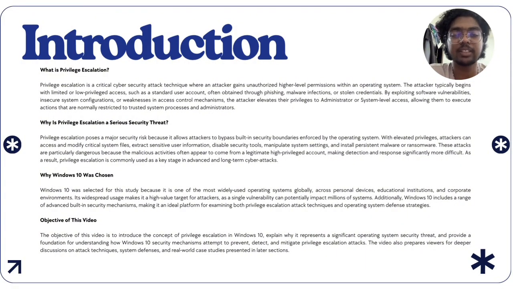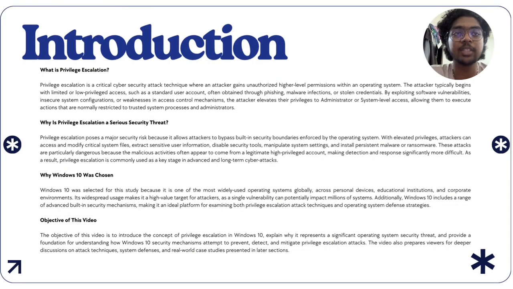of the operating system. Why did our group choose Windows 10? Our group chose Windows 10 because it is one of the most widely used operating systems in the world, including in companies, universities, and personal computers. Because so many people use it, Windows 10 is a major target for attackers. At the same time, Microsoft includes many built-in security features, so it is interesting to study how privilege escalation works and how Windows 10 tries to defend against it.